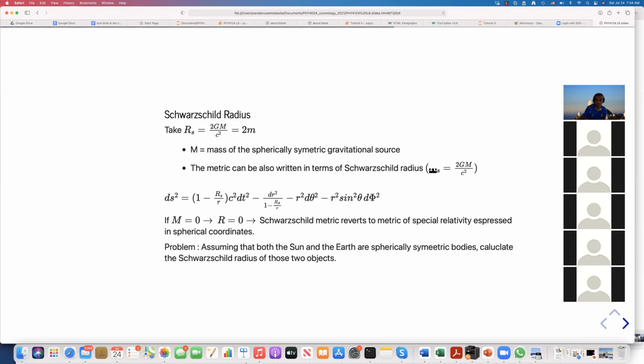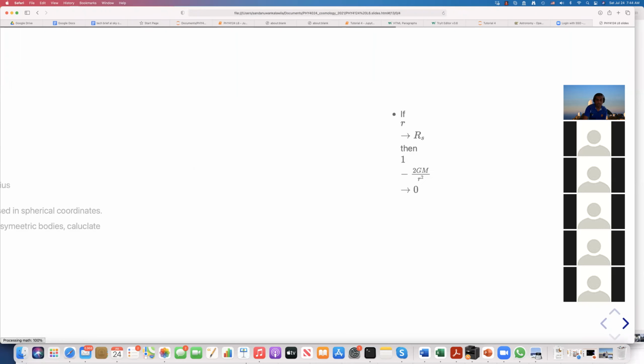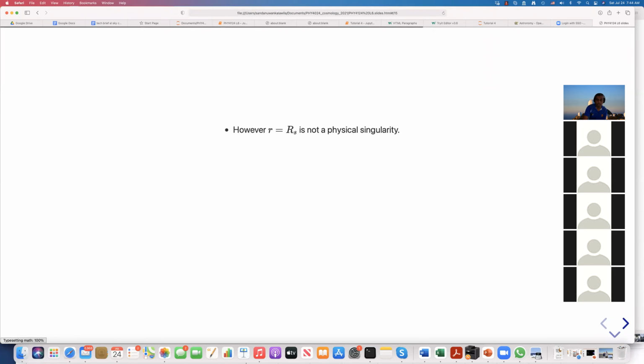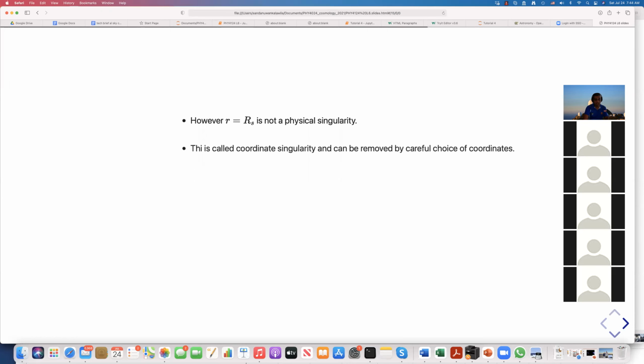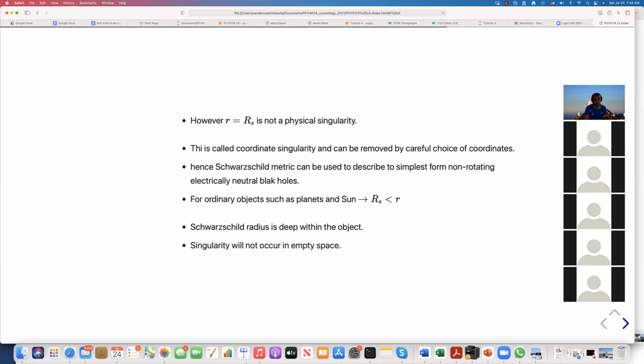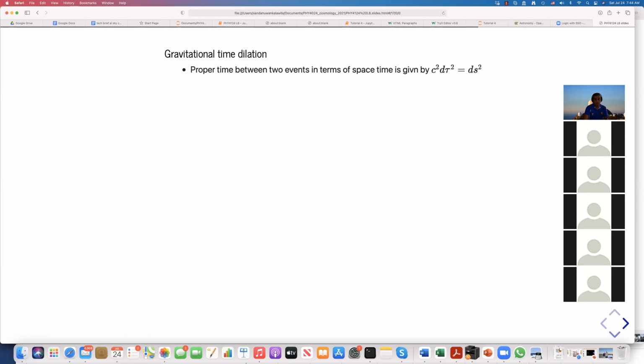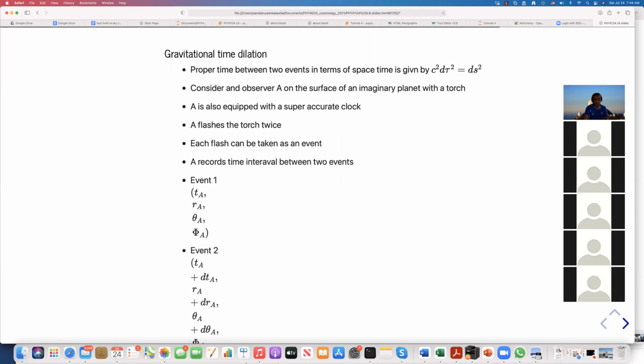And based on those two values, we will talk a little bit more on the next day about the Schwarzschild metric, and then there is something called singularity. You probably have heard this word singularity in mathematics as well as in physics, especially when you talk about black holes, right? We will talk about that on the next day. And then after the singularity, we will go and talk about gravitational time dilation.